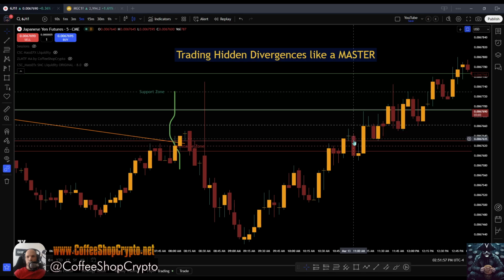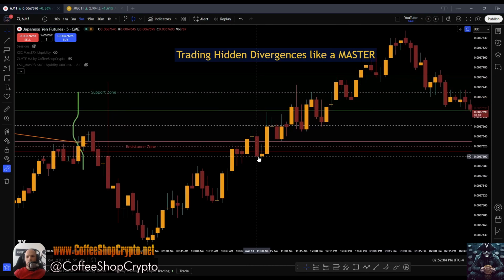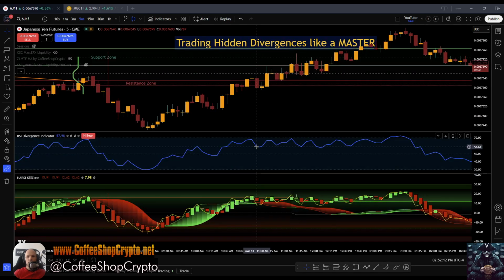When price comes and breaks below, like gets below that zone, usually what you would do is you would say, hey, I'm supposed to be trading short because I hit resistance, right? And I broke down through resistance. Great. But where is the RSI? The RSI is still on the bullish side, still on the bullish side. You are not trading short.